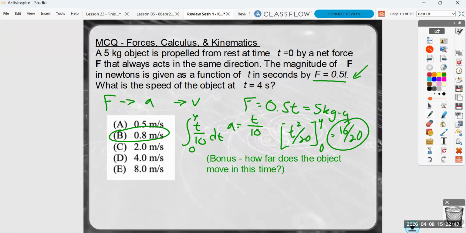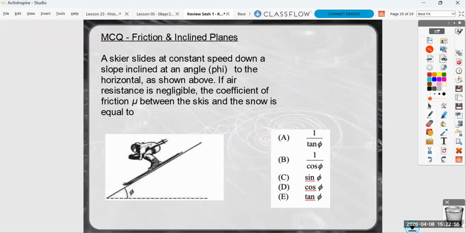And if I wanted to know how far the object moves in that time? More integrals. Okay. I picked this one a long time ago because this is one of those pocket things to know.